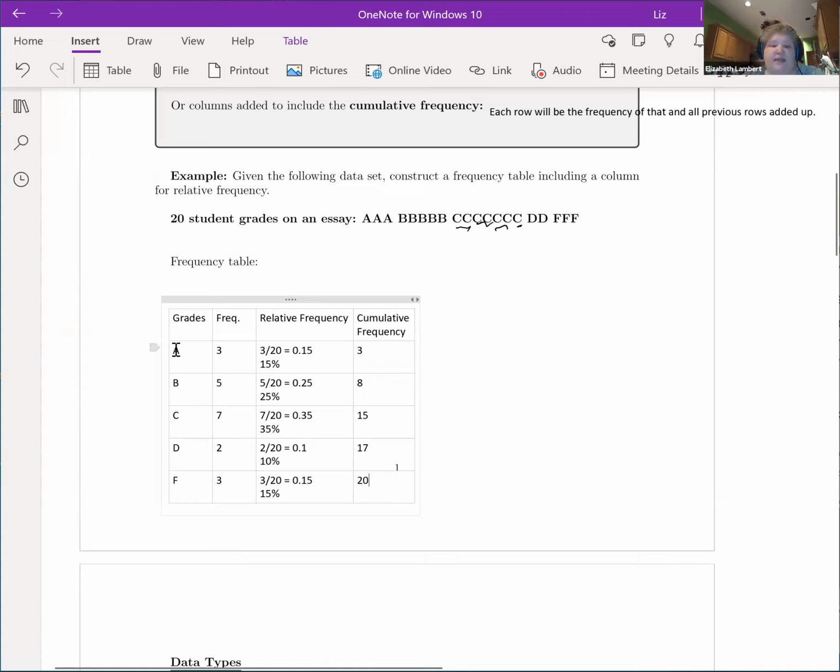So it might be that looking at this, I see that 15 out of 20 got a passing grade. Or maybe D is my passing grade, so 17 out of 20 got a passing grade on the essay. So sometimes cumulative is nice for that if previous categories with the next categories have meaning together. That's not always the case though.